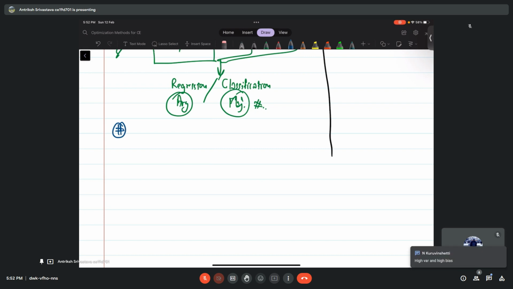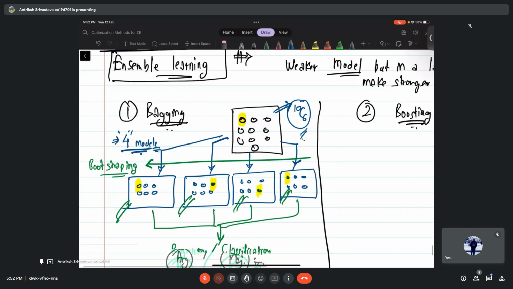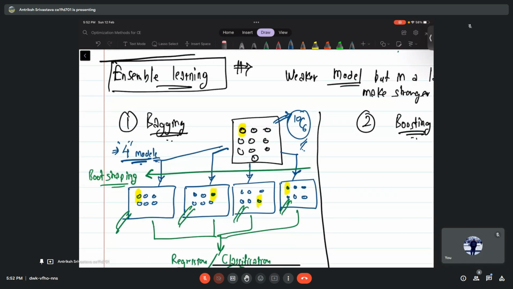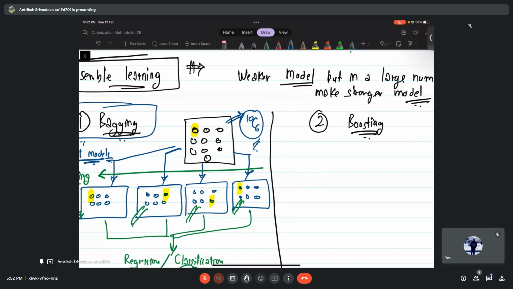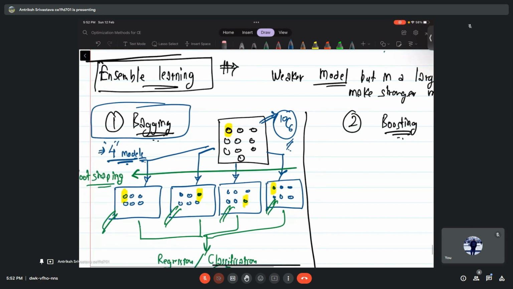High variance, high bias. Actually, bagging and boosting both are used to reduce the bias and variance. Yeah, but that is not the difference. These ensemble learnings are used to reduce the bias and variance of these weaker models by combining them together. But I'm asking, what is the main difference between bagging and boosting?